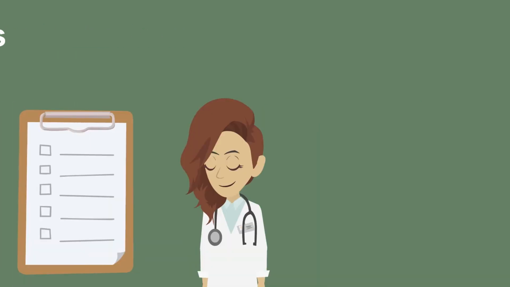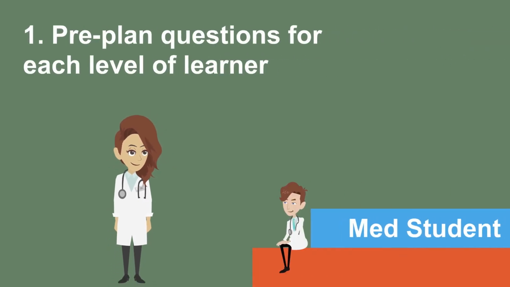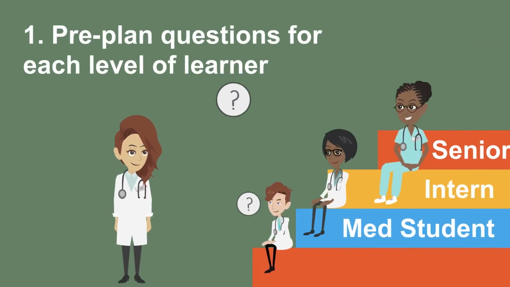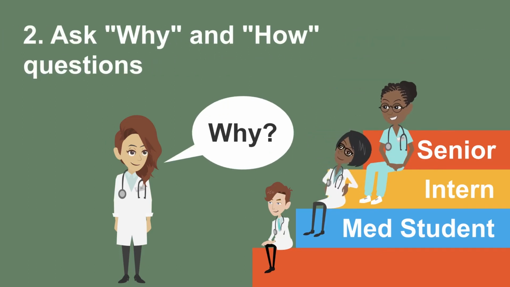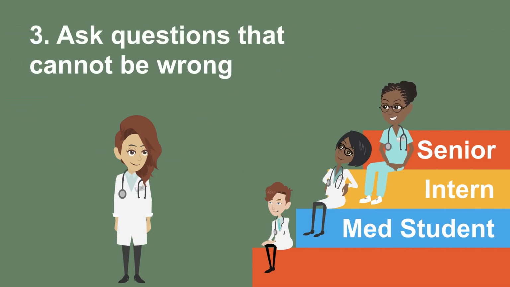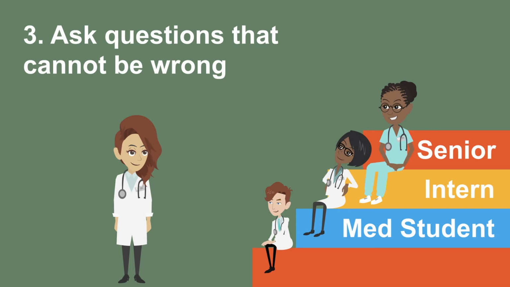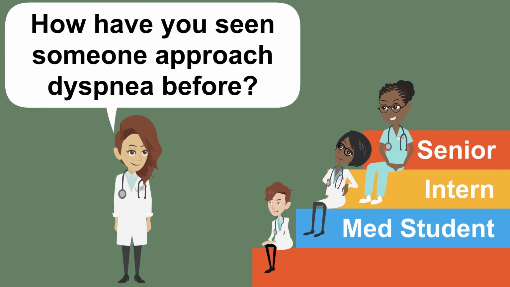what you just taught. To keep an entire team engaged with various levels of learners, you should pre-plan questions for each level of learner so that all learners feel involved. Asking why and how questions can be highly effective at piquing curiosity and promoting engagement. And if you're looking for a fast response to keep forward momentum, then ask questions that cannot be wrong. Like, how have you seen someone approach dyspnea before?